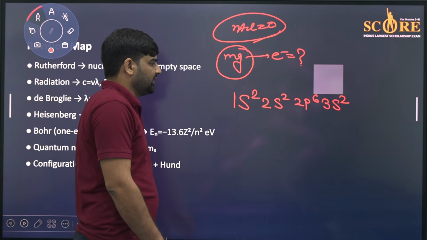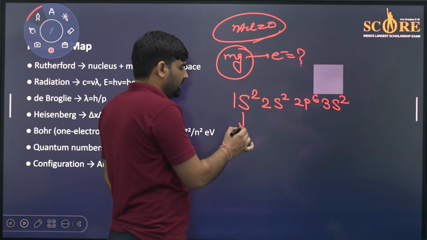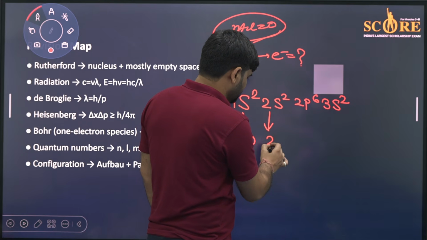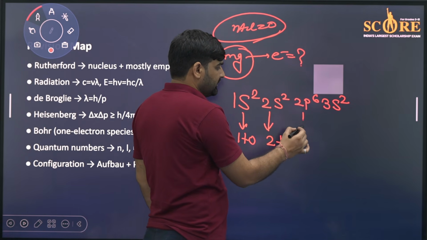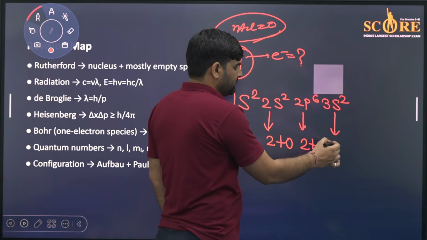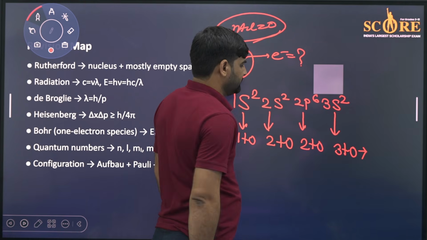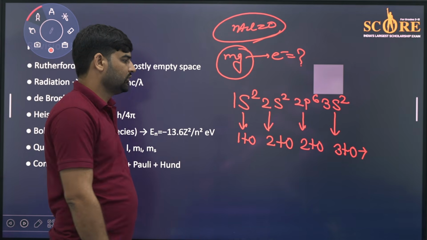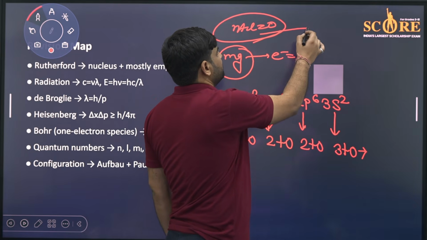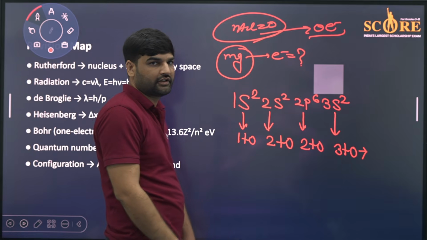Now check n plus L equals 0. For 1s, n is 1, L is 0. For 2s, n is 2, L is 0. For 3s, n is 3, L is 0. So there is no single electron which has n plus L equal to 0. It means there are 0 electrons. Okay.